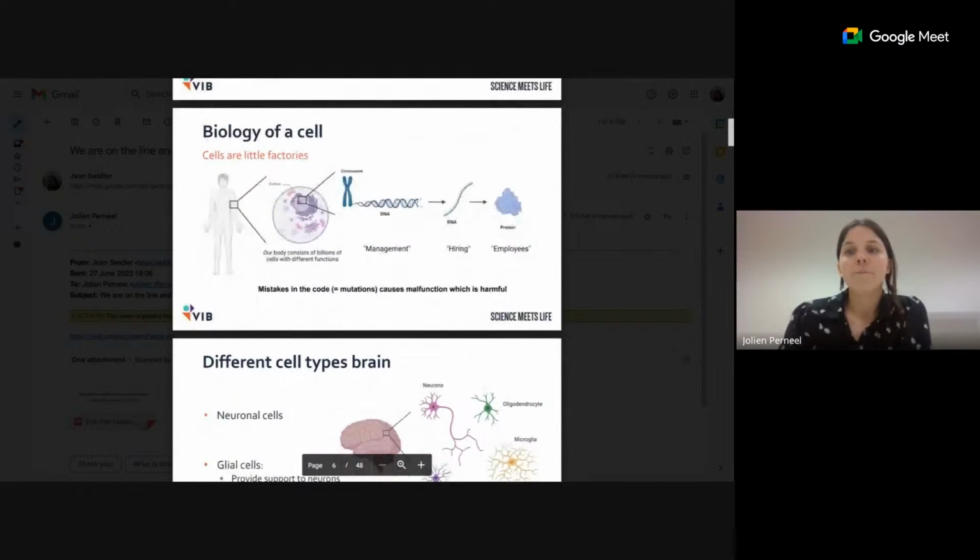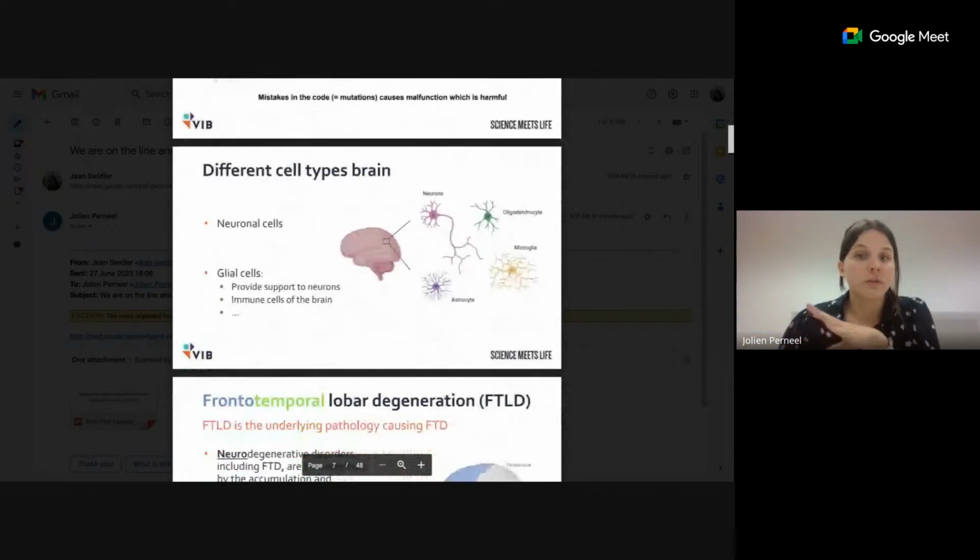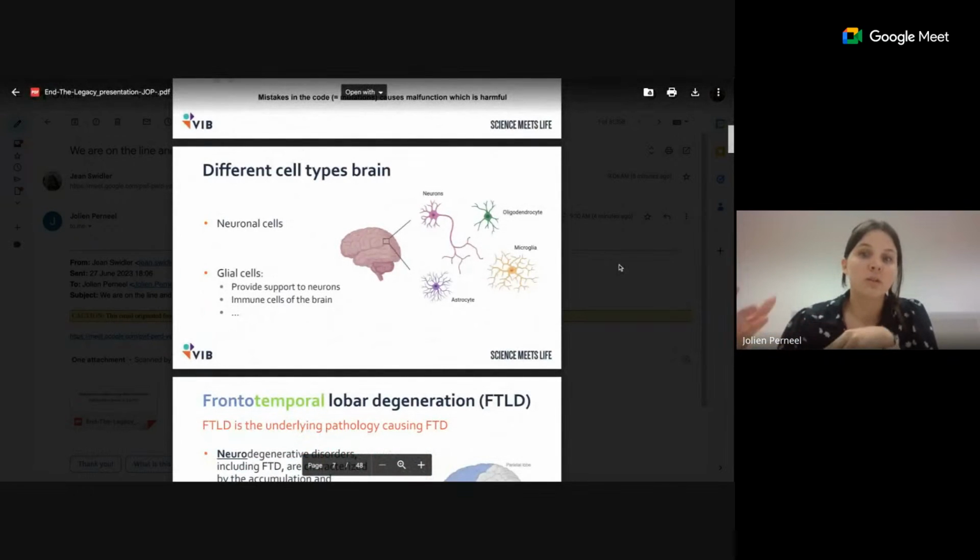So very briefly, our brain consists of different cell types with special functions. So we have neuronal cells and we have glial cells, and glial cells provide support to the neurons and protect them. And in diseases like frontotemporal dementia and, for example, also Alzheimer's, which we call neurodegenerative diseases, it is, as the name already suggests, these neurons in the brain that are dying that cause the problems.